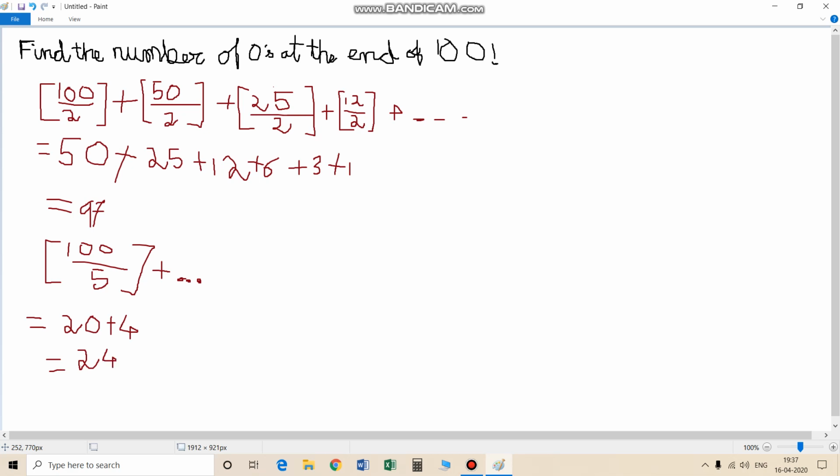See, the power of 5 in 100 factorial is 24, and the power of 2 in 100 factorial is 97. The thing is, if the power of 5 in 100 factorial is 24, we can directly understand that the power of 10 in 100 factorial will be equal to 24. Instead of there being 73 more 2's, there is no use of those 2's, we have to use 2 and 5 both. Hence the power of 10 in 100 factorial is 24. Hence the answer comes to be equal to 24.